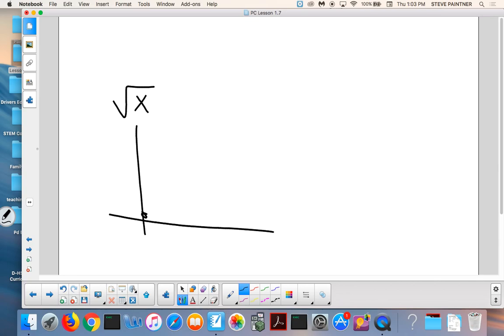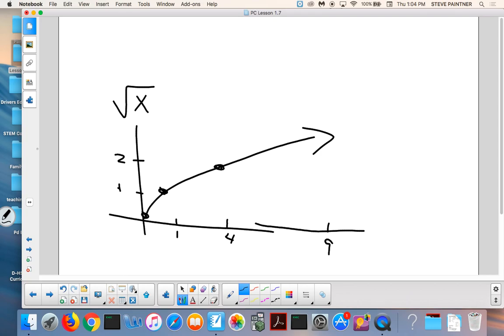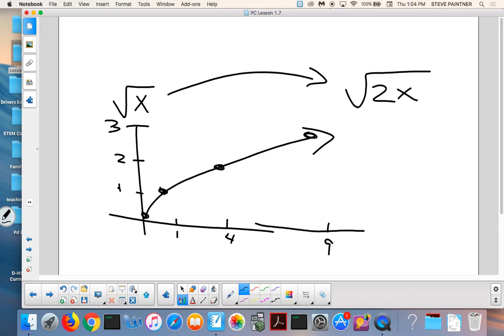It goes like this. Isn't that it? Well, I'm doing my best. 1, 1, 4, 2. And of course 9, 3, somewhere in here. Okay. What you have is what? You don't have this, you have what? Yeah, so that's a horizontal compression. It's the opposite of what you think.